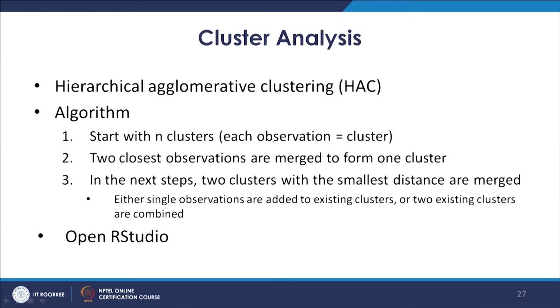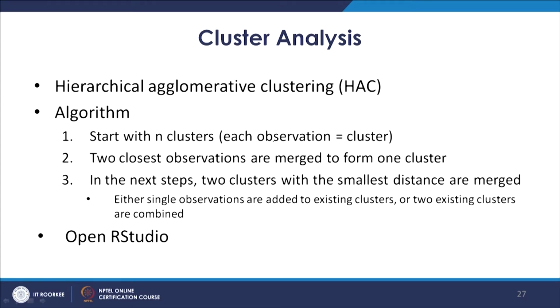Out of these n clusters, as you can see from step number 2, the two closest observations are merged to form one cluster. These n clusters are nothing but n observations. So, we try to find the observations which are closest to each other and then merge them. This merger leads to the creation of one cluster having two observations. In this fashion we move forward. The third step in this algorithm says that in the next steps, the two clusters with the smallest distance are merged.